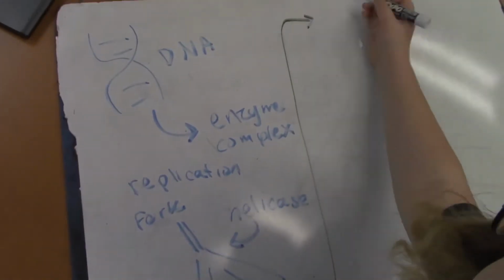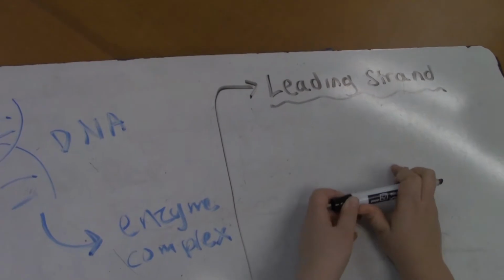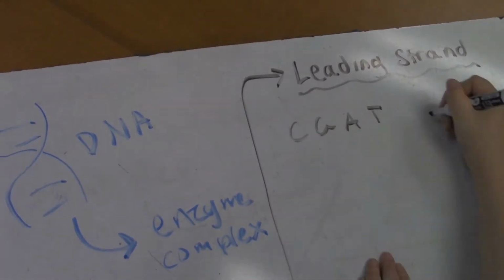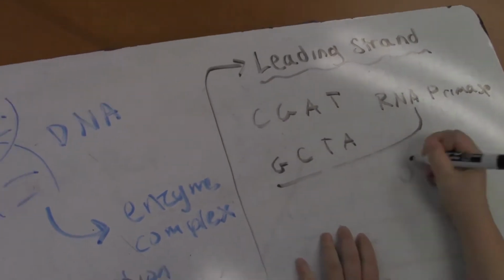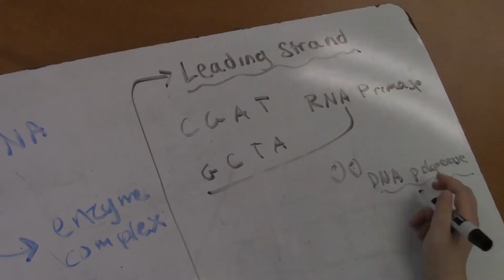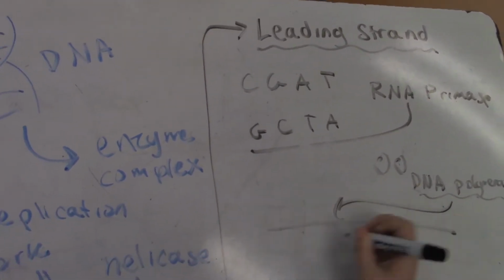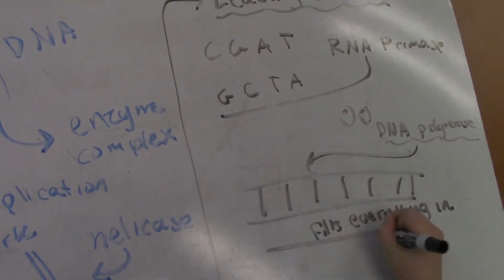On the leading strand, once helicase separates the DNA, RNA primase creates the opposite base pairs for the first couple of original base pairs so that DNA polymerase can read it and replicate it throughout the entire strand. DNA polymerase then fills in the missing complementary base pairs to create 2 identical DNA strands.